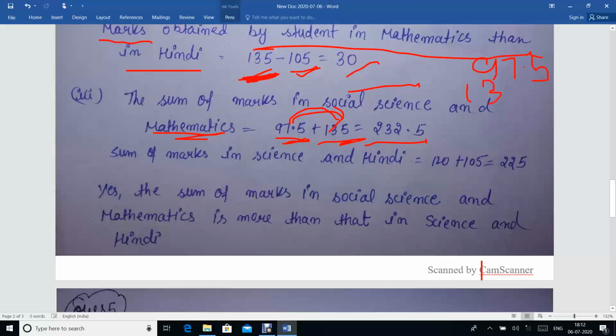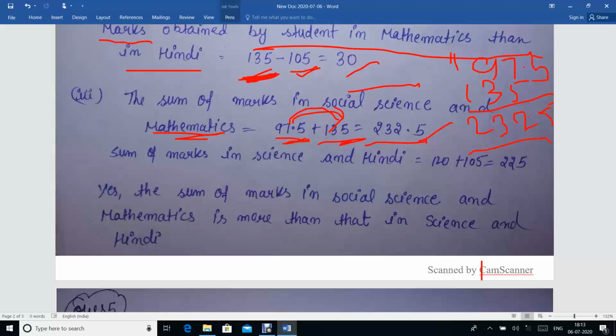97.5 and 135. From here you got 5 plus 7, 5 plus 5 is 12, 13, 1 plus 1 is equal to 2. 232.5. He got 232.5 marks in the subjects social science and mathematics combined.